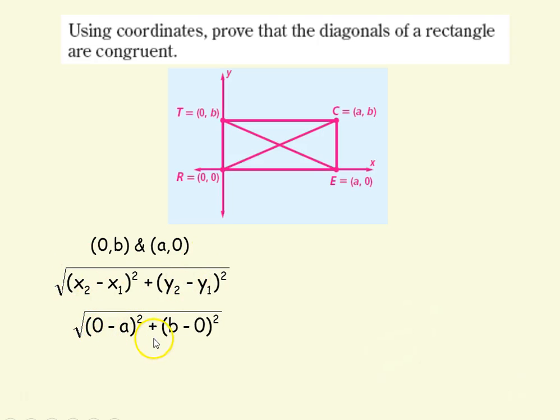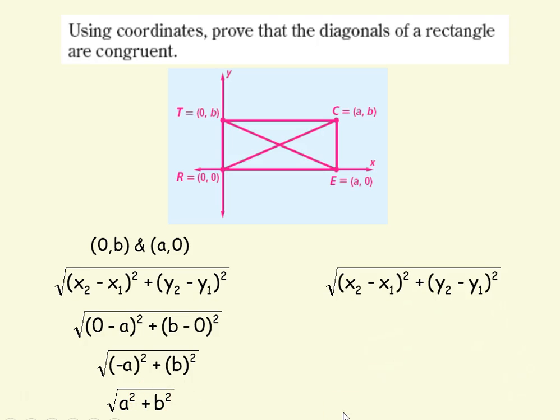0 minus a is negative a, b minus 0 is b, so we're left with this right here. Negative a squared means negative a times negative a. Negative a times negative a would just be a squared. And then b squared would just be b squared. So the distance between these 2 points, 0, b and a, 0, from here to here, will be the square root of whatever a is squared plus whatever b is squared. And we can't simplify this any further. This right here is the distance from 0, b to a, 0, and that will depend upon whatever the coordinate values of b and a are. So we simplify this as much as we can.